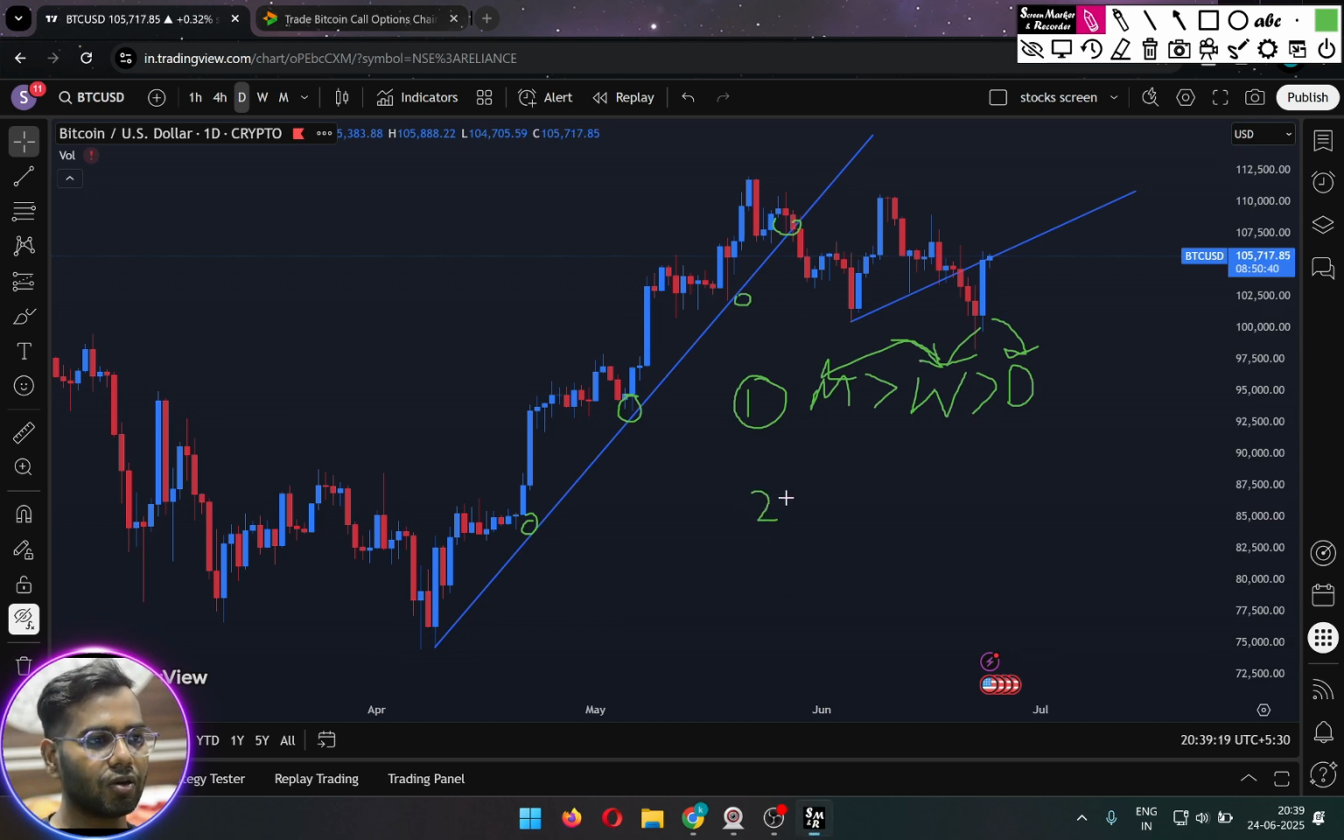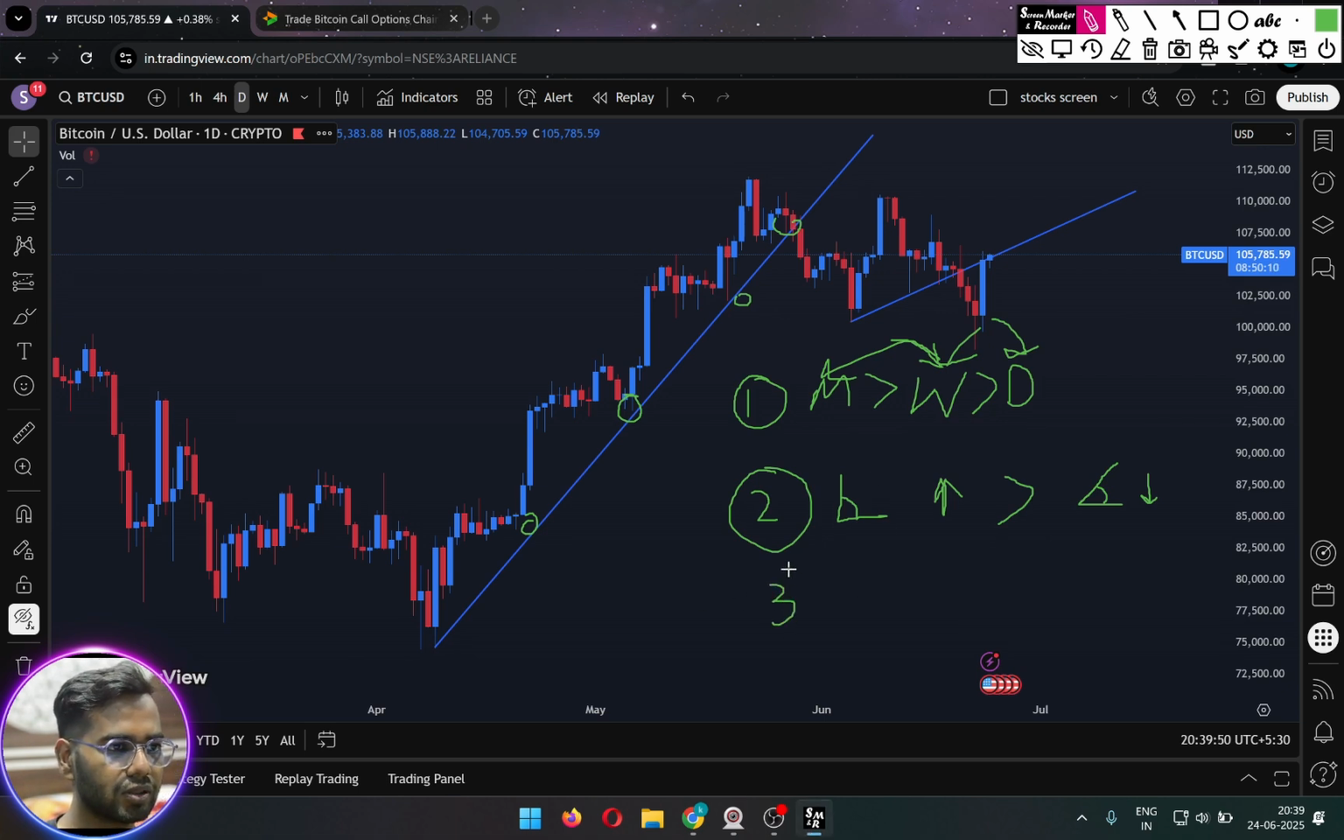Okay friends, now the second point is degree. The more the degree of the trend line, the sharper the momentum you can observe. The lesser the degree of the trend line, the less momentum or less reversal there will be. The reversal will be for a shorter time as compared to a trend line with more degree, where the reversal will be of longer time.